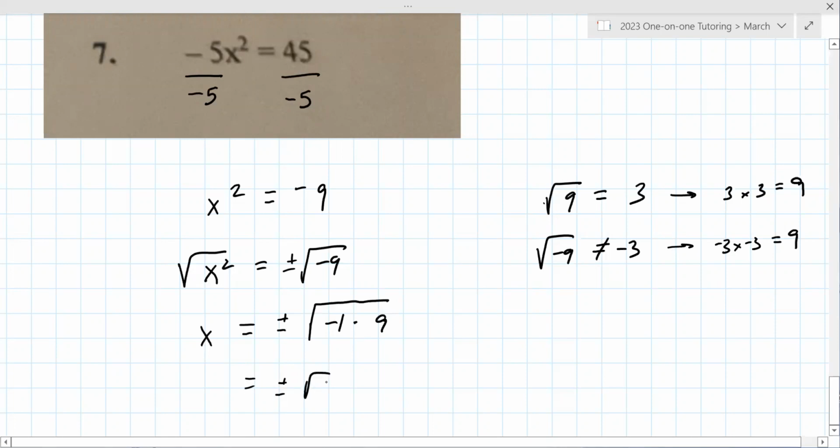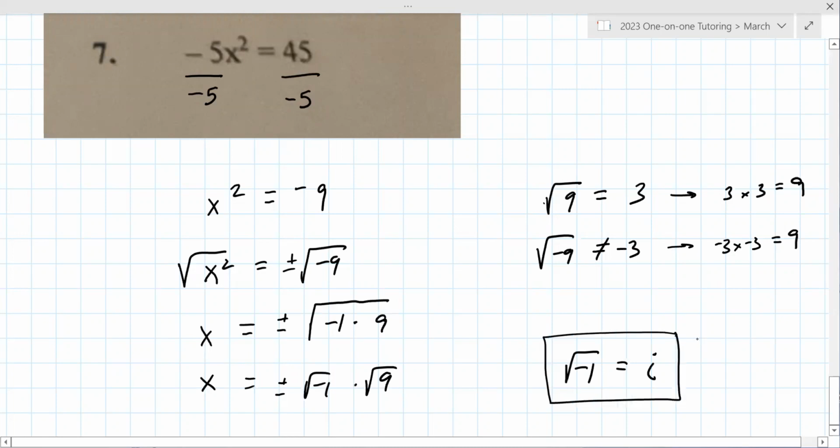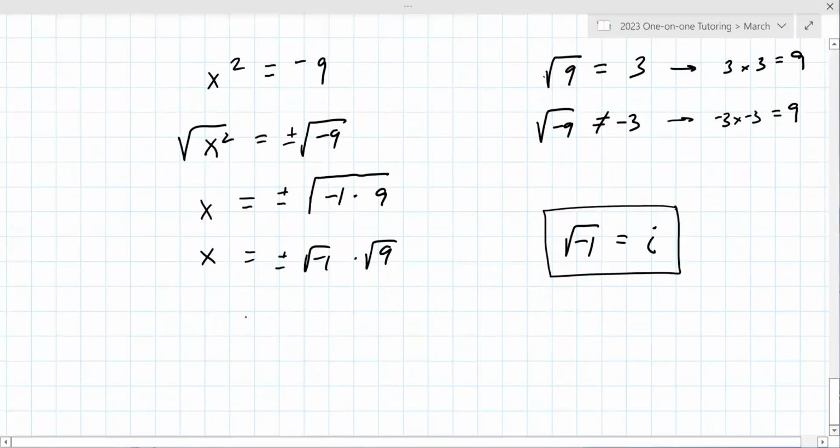Plus or minus the square root of -1 times the square root of 9. The square root of -1 is written as i. Did you see that? Yeah. Okay, so you do have to remember that it only applies to negative square roots. So the square root of -1 is i, and the square root of 9 is 3. Your answer is plus or minus 3i.